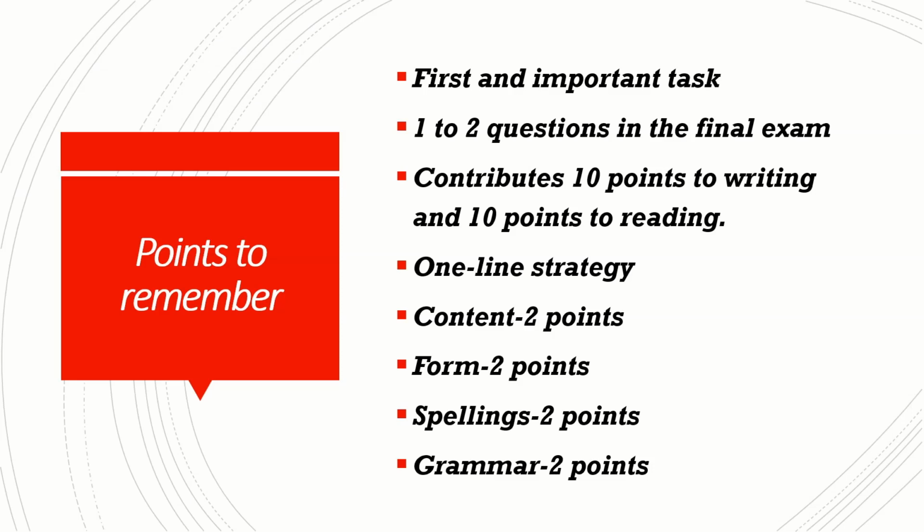And next is the spelling. For spelling, if all spellings are correct, then you will get 2 points, but if in case you make one mistake, then you will get only 1 point. For one spelling mistake, you will directly lose 50% of the marks of your spelling, but in case you make more than 2 mistakes, then you will get 0 points in the spelling.